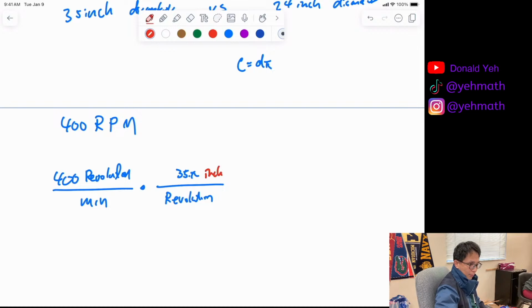Inches. Good. Can you convert inches to feet? How many inches equal 1 foot? 12. So what do I multiply? 1/12. Feet over, good, write down feet over 12 inches.